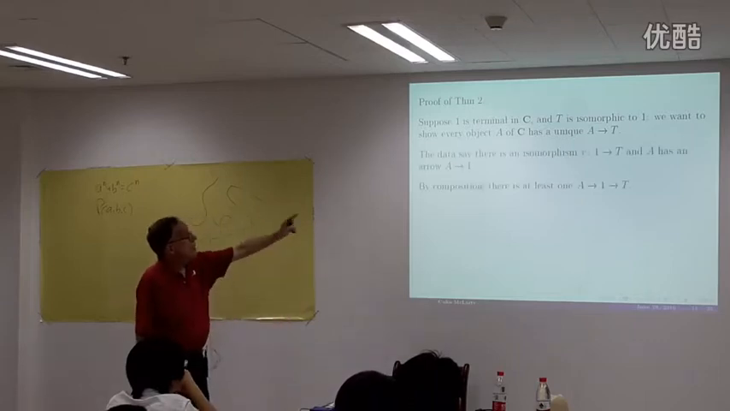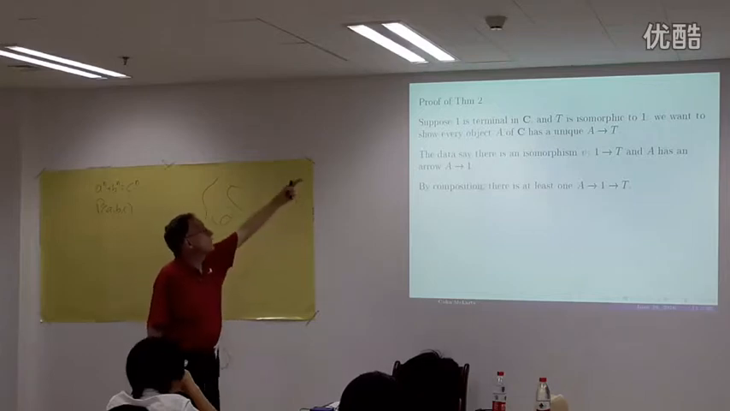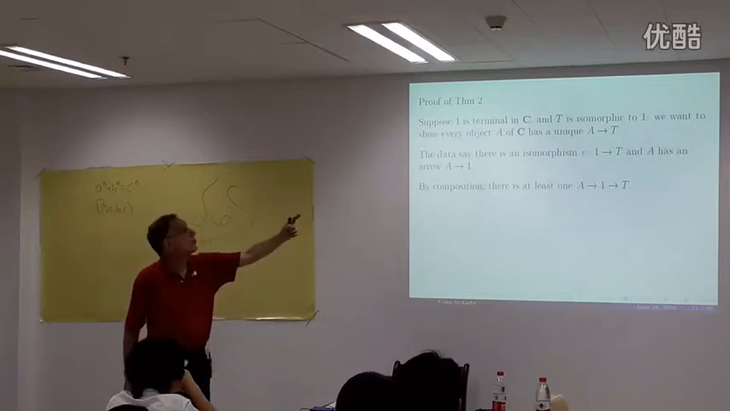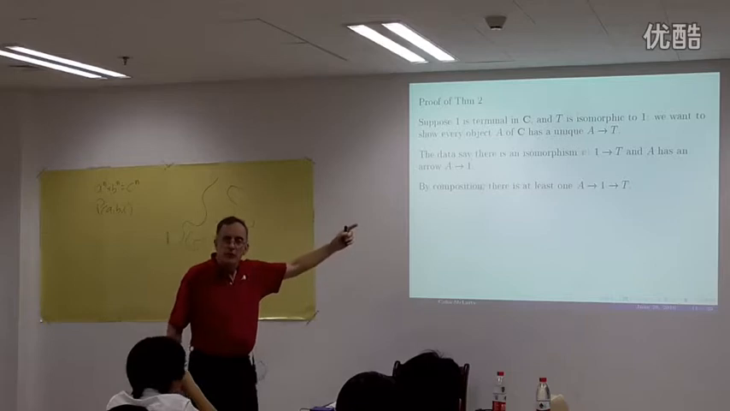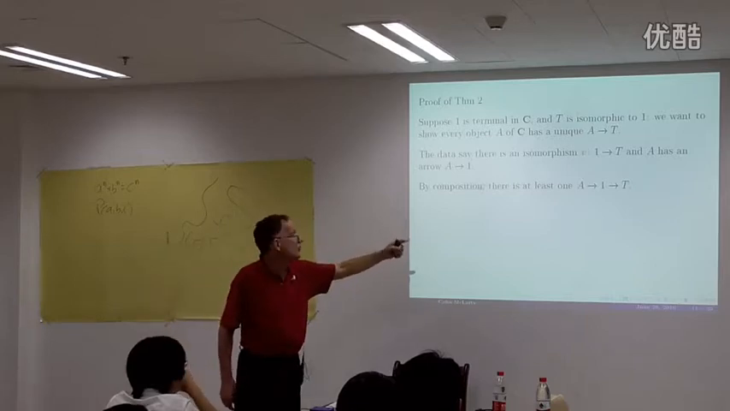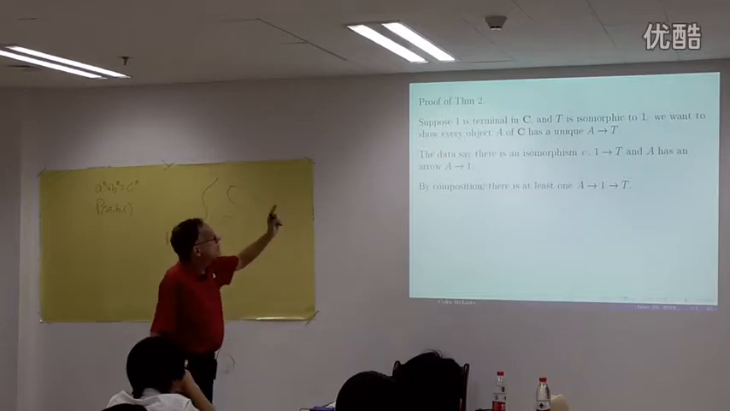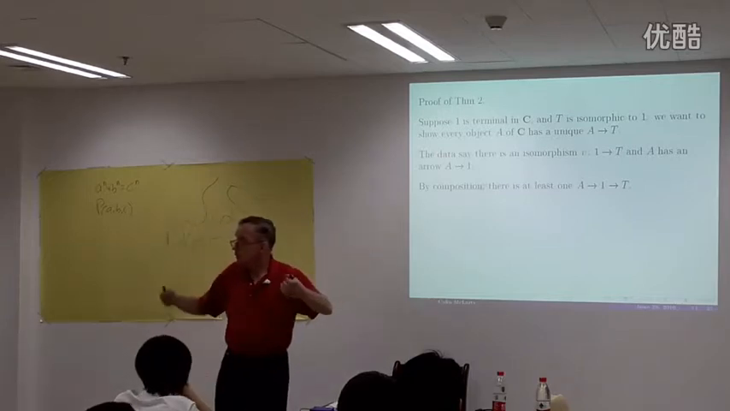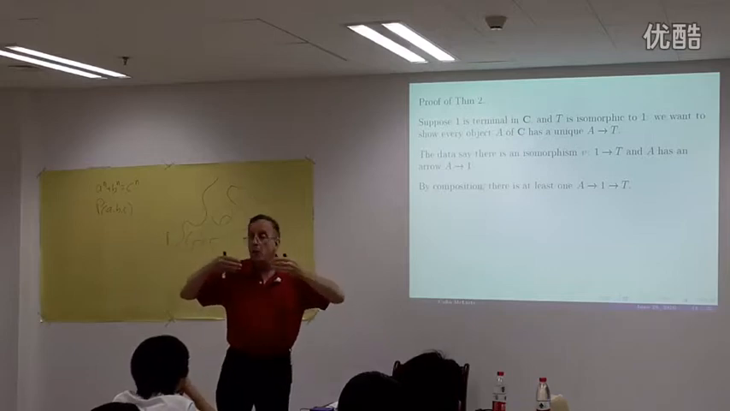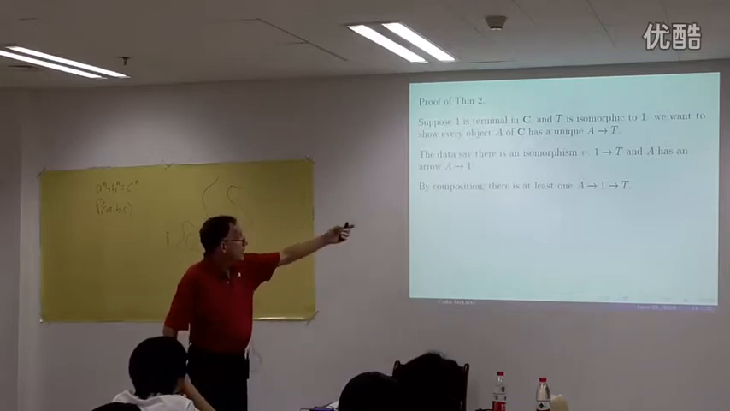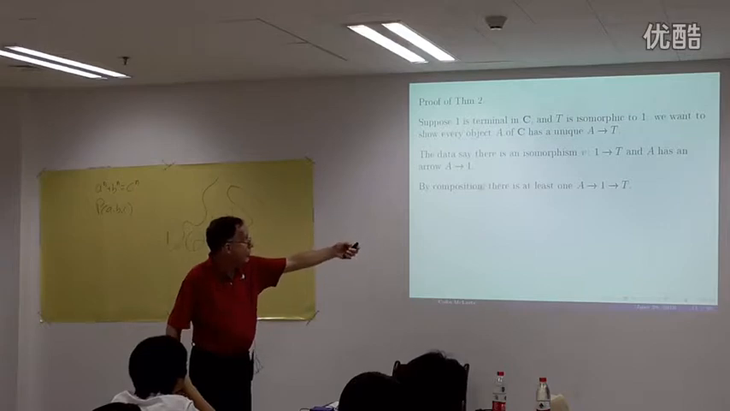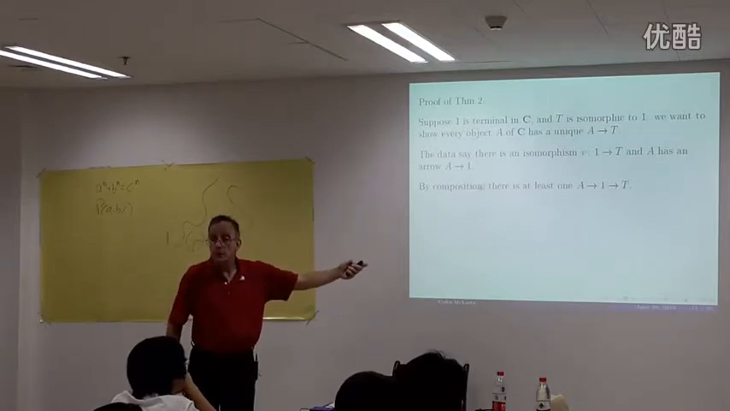The data immediately tell us there's some isomorphism V from 1 to T. That's what it said. It said T is isomorphic. This is not a genuinely constructive step because it's implausible that we would just happen to know that. But the data immediately say there's an isomorphism, an arrow, so compose them. We just said that A has an arrow to 1 and 1 has an arrow to T. So compose them. There is at least one arrow from A to T.